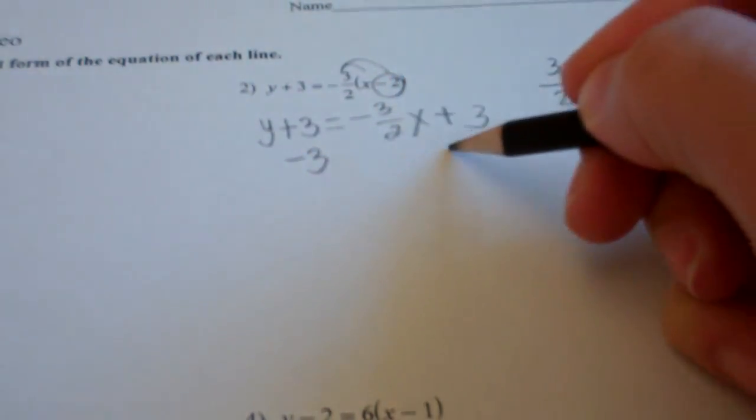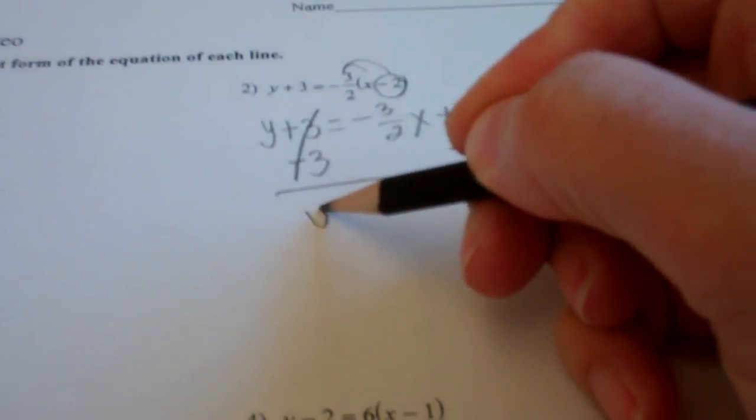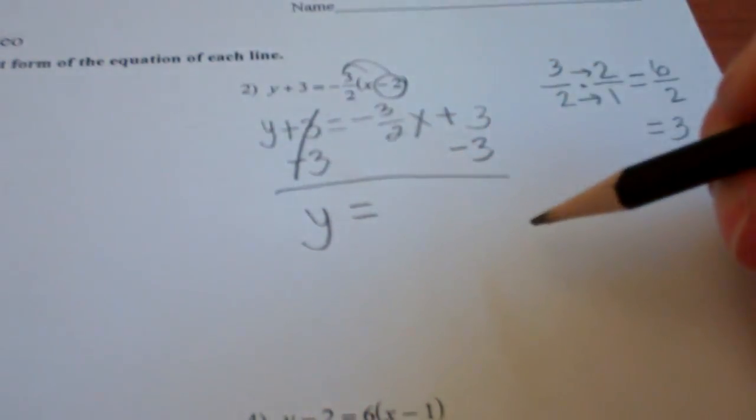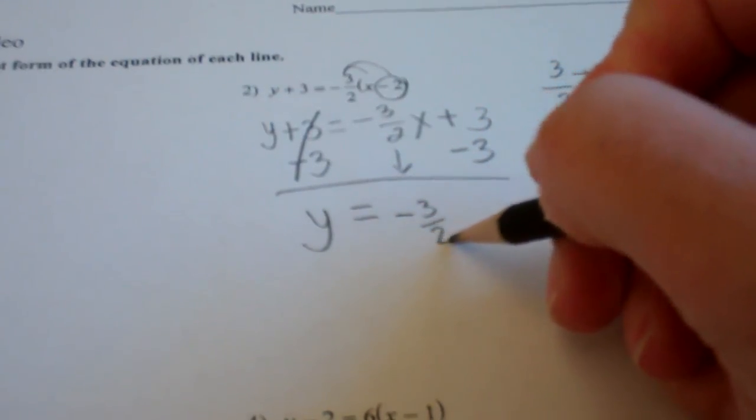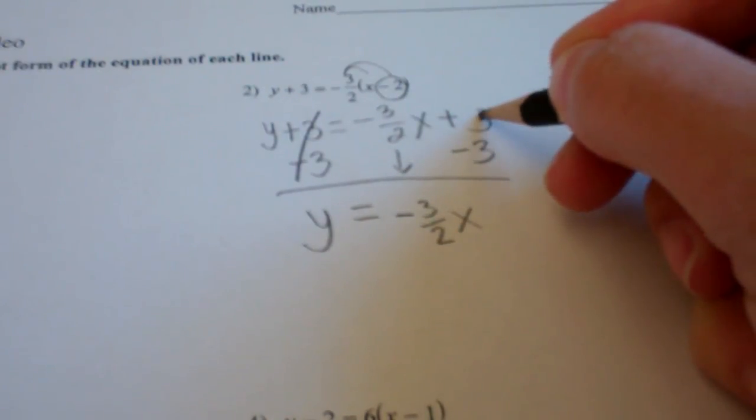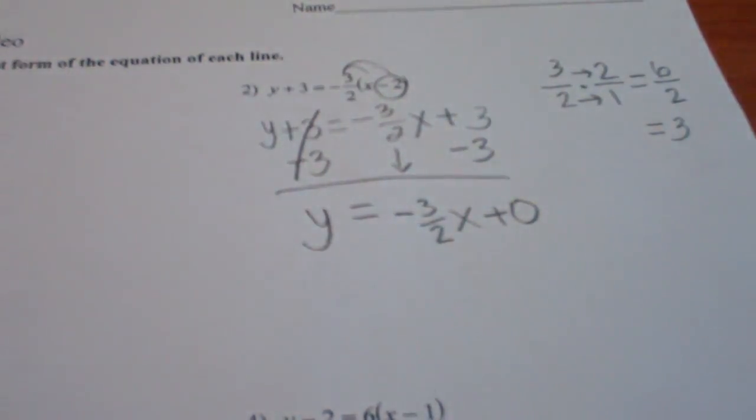Again, we need to undo this plus 3 using inverse operation, so subtract it so that y is by itself on that left side of the equal sign. Bring down our negative 3 halves x. Plus 3 minus 3 does give us 0 again, so let's put in plus 0.